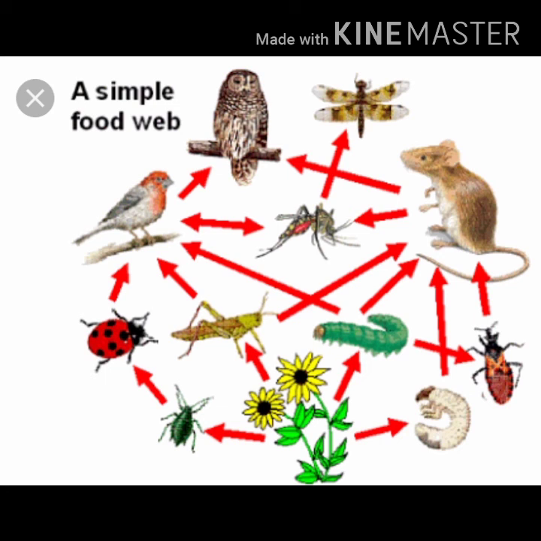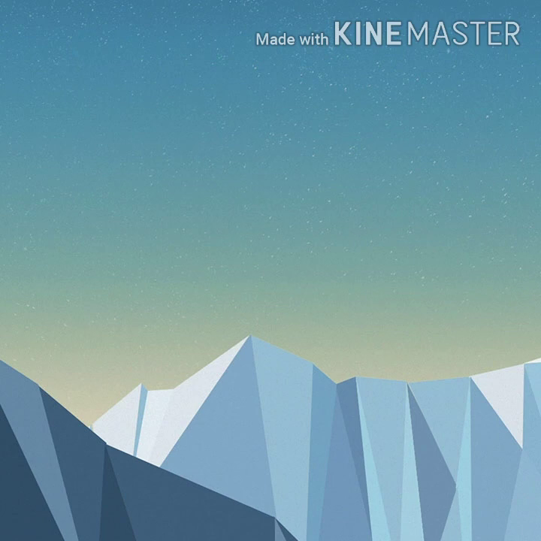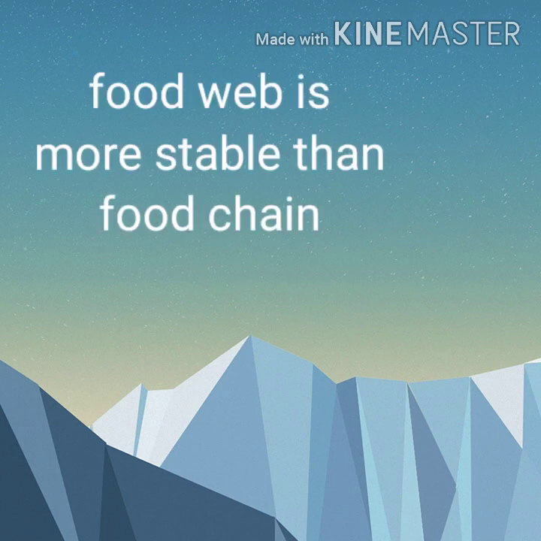So we can say food webs are more stable than food chains. If there is only one food chain, what will happen? The destruction of any one component or trophic level of that food chain will lead to the complete destruction of the ecosystem. But to compensate for this, there are food webs. These food webs maintain the stability of the ecosystem and the stability of energy flow.